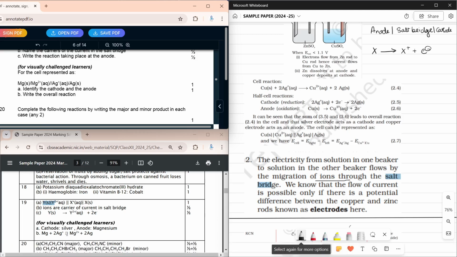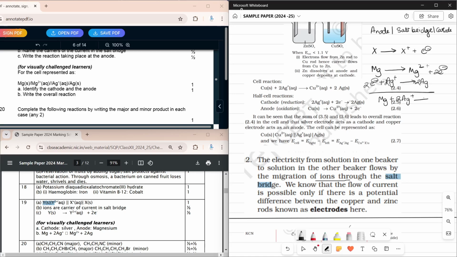So Mg + 2Ag+ gives rise to Mg2+ + 2Ag. Obviously, you'll have to balance out the equation. I can just write that really quickly over here. So you have Mg giving rise to Mg2+ plus 2 electrons. Ag+ plus an electron gives rise to Ag. So you have to have 2, 2, and 2. And so you'll be getting Mg + 2Ag+ gives rise to Mg2+ + 2Ag, and the two electrons can get cancelled. So that's why you have this as the answer for this question. And this is from the chapter Electrochemistry.